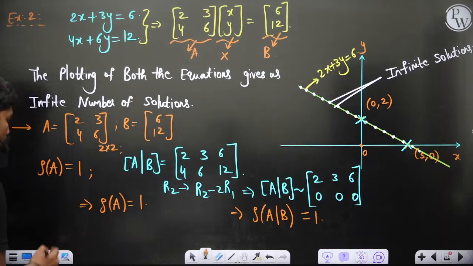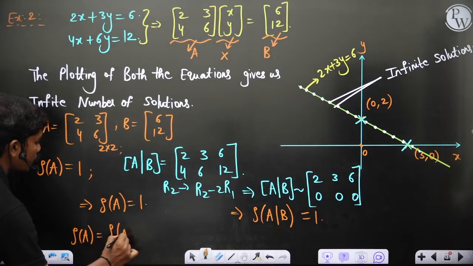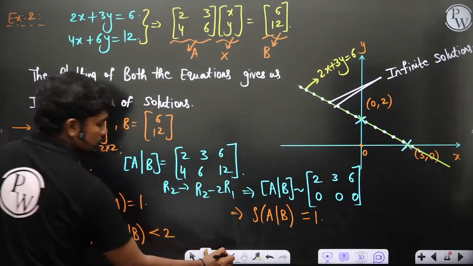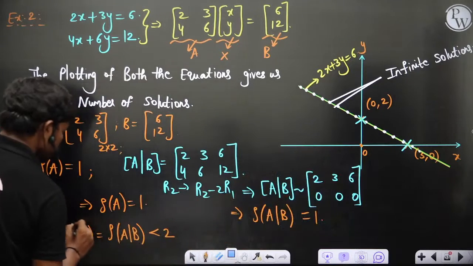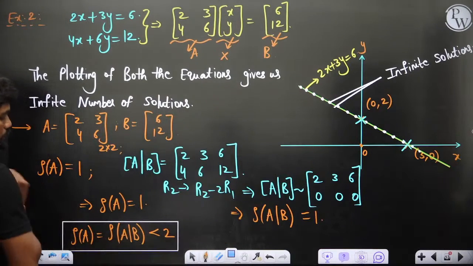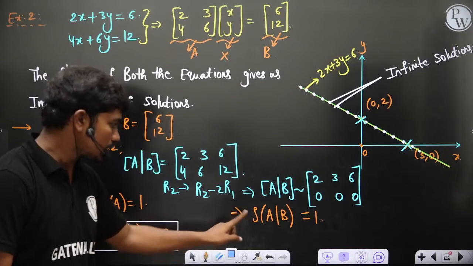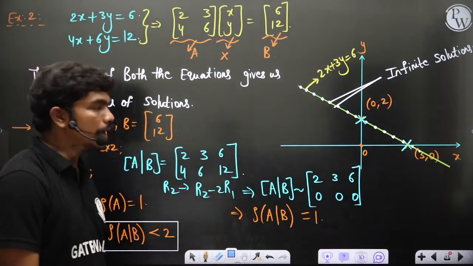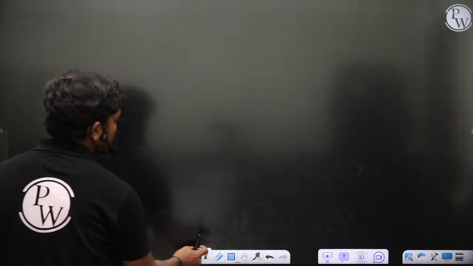Now clearly you can understand rank of A is equal to rank of A augmented B, but this is less than 2 actually, correct? So this is less than 2. This is less than 2 in this case. This is what you can observe. This is 1, this is 1. So both are equal, but these ranks are individually not equal to 2. They are something less than 2. Now let us look at example 3, the last example, which could clear certain things for us.